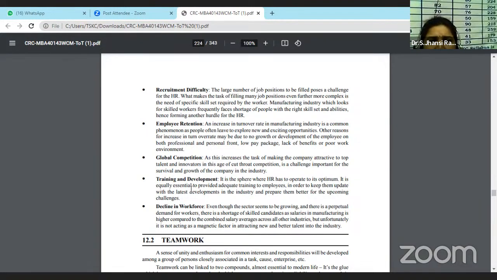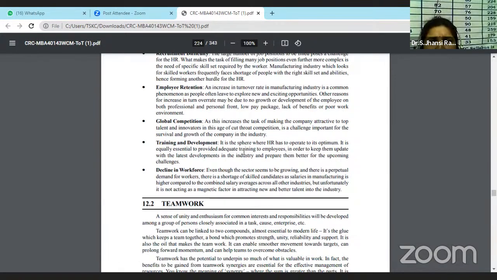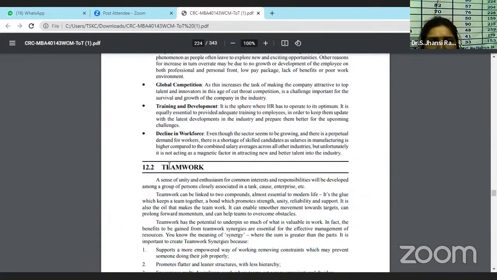And global competition, as we know, it's a competitive market and we have cutthroat competition, which affects the survival and growth of the company in the industry. And training and development is a sphere where HR has to operate to its optimum, and it is equally essential to provide adequate training to employees in order to keep them updated with the latest developments.